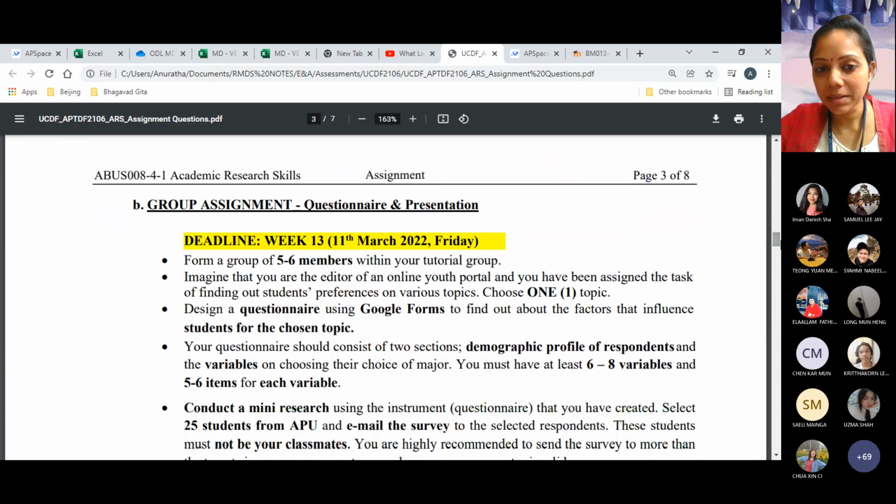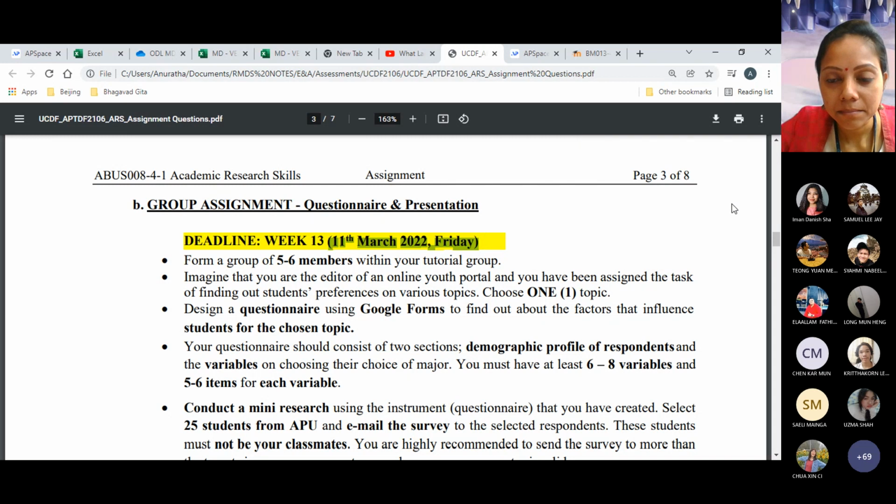If you look at the group assignment, it says your deadline is 11th of March. Now listen very carefully. On 11th of March, you have to submit the hard and soft copies of your work. Presentation will start right after that in week 14. Number two, since it's a group assignment, not all of you submit the assignment. The group rep alone, one person from the group, will be submitting the assignment. Is that clear?